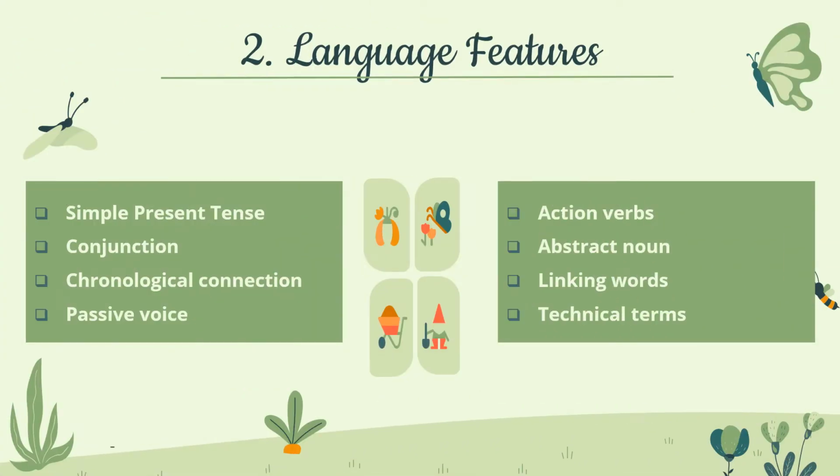So the generic structure has been identified. Next, we'll move on to the examination of its language features. As can be seen, simple present tense, conjunction, chronological connection, passive voice, action verbs, abstract noun, linking words, and technical terms were included in the language features of my explanation text. Let's go through each one individually.